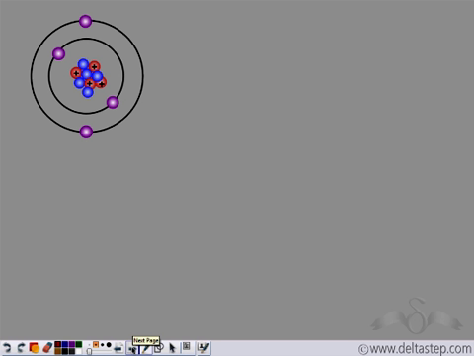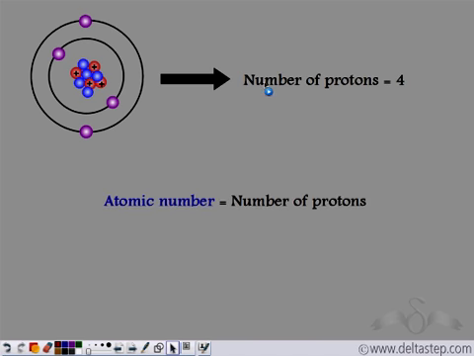So let's see an atom here. So this is an atom. Let's count the number of protons. So the protons are depicted by the red circles with the positive signs on them. So if you'll see, we have 1, 2, 3, 4. So we have 4 protons in this atom. We know the atomic number is equal to the number of protons. So for this particular atom, the atomic number is 4, and we depict the atomic number by capital letter Z. So Z is equal to 4 for this particular atom.